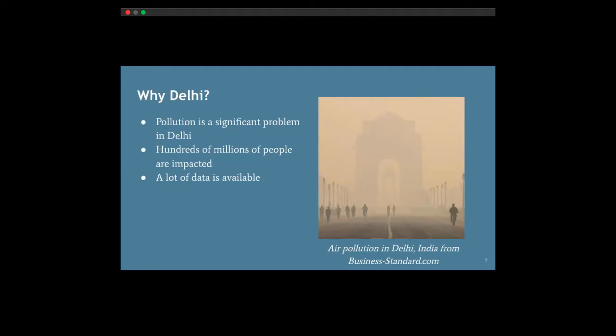India also had freer access to data than other countries with severe air pollution like China, so it was chosen as the best country to analyze.